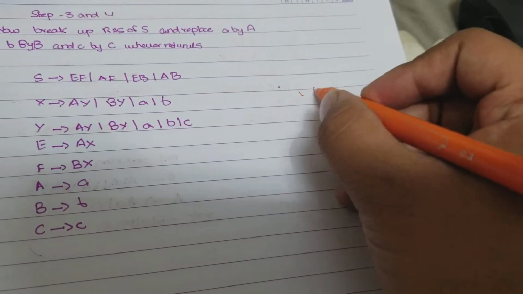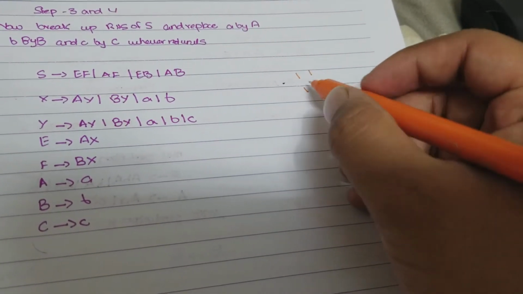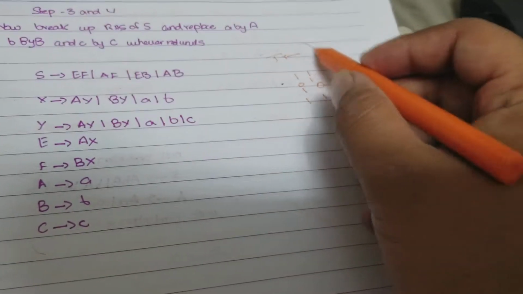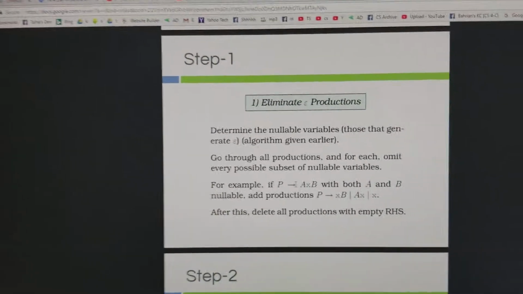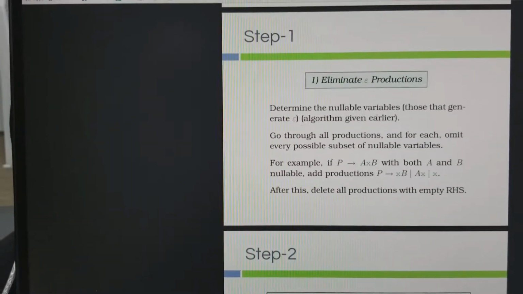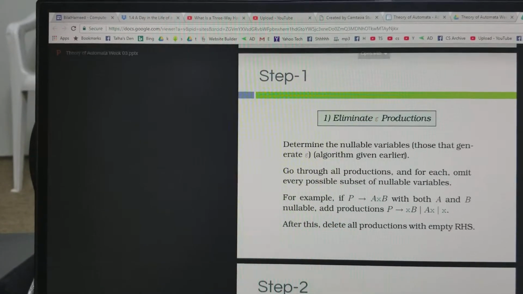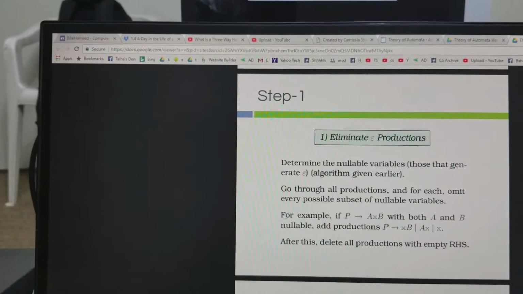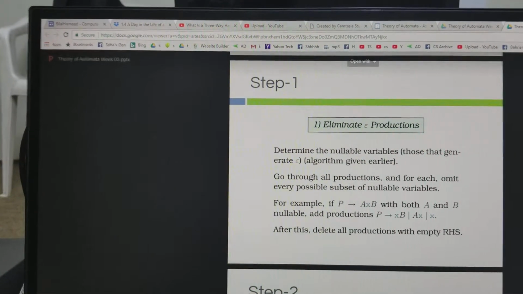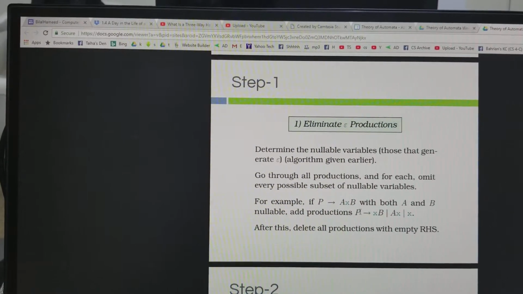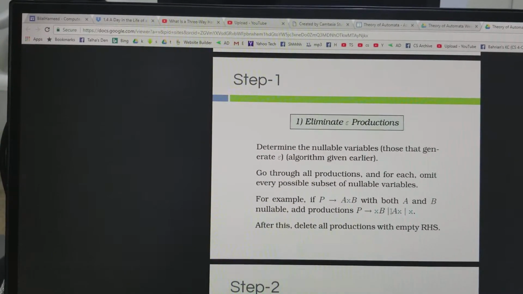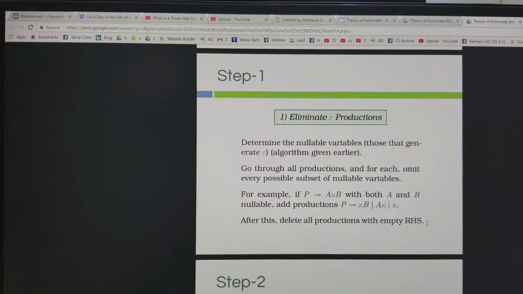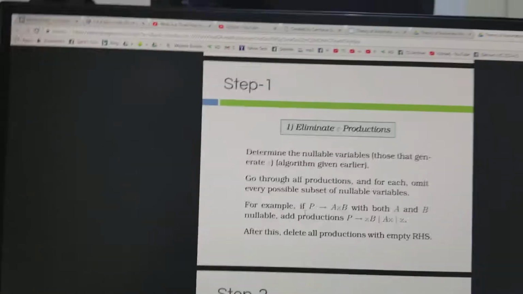Forget all this. From 9th class, if you remember, we drew this truth table, 00, 01, 10, 11. Keep this truth table in your mind. Determine the nullable variables, those that generate empty, using the algorithm given earlier. Go through all productions, and for each, omit every possible subset of nullable variables. For example, if P goes to AXB with both A and B nullable, then P can be replaced by AXB, XB, AX and X. If you relate this to that truth table, after this, delete all productions with empty RHS. Now just focus on this.